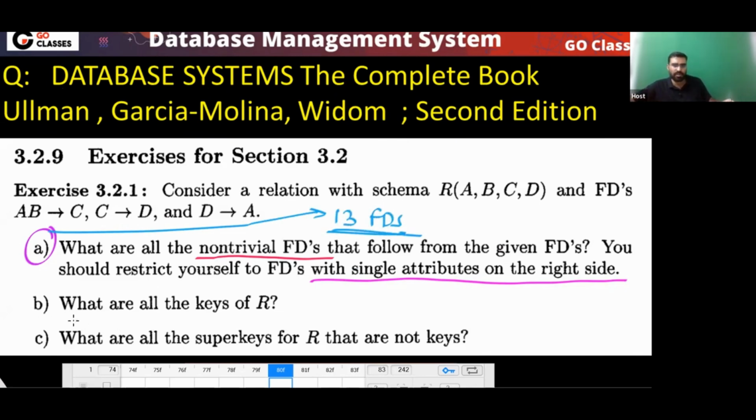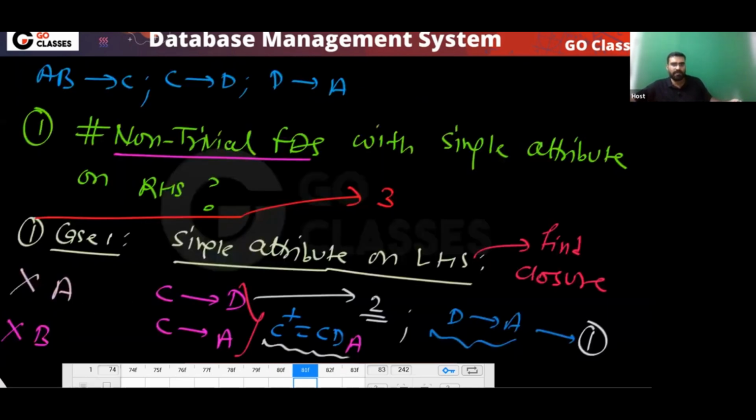What about this next question? What are all the keys of R? So what are the keys of R in this question? If you have this attribute set, then what are the candidate keys? You can notice B is not on the RHS. So B must be present, right? Now AB can determine what? AB can determine everything, right?